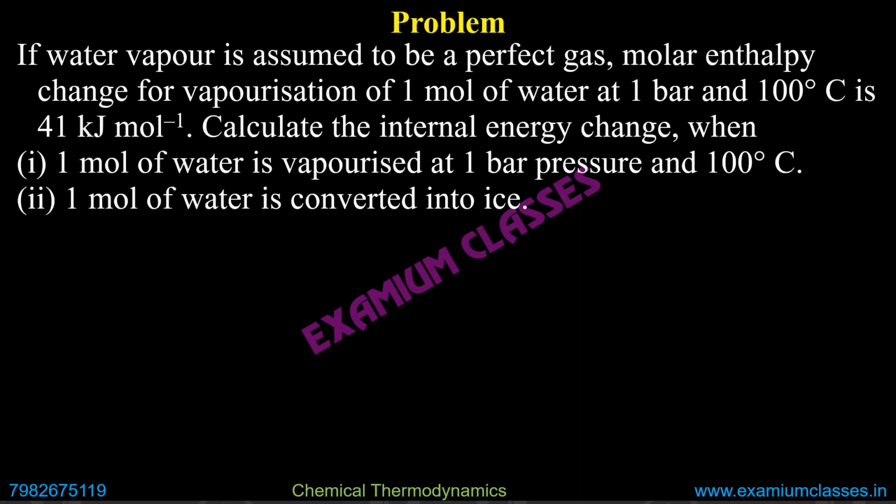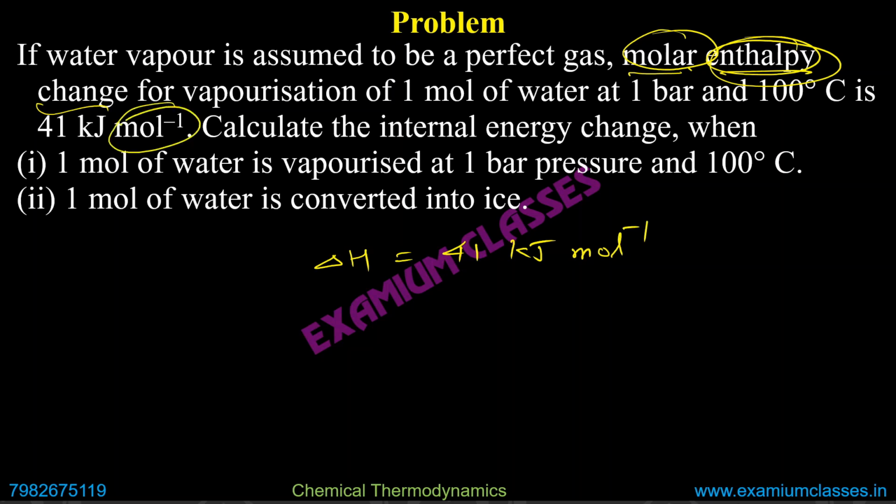Now the question: if water vapor is assumed to be a perfect gas, meaning ideal gas, the molar enthalpy change for vaporization of 1 mole of water at 1 bar and 100 degrees Celsius is 41 kilojoule per mole. What is this molar enthalpy change? Enthalpy change is delta H. Molar enthalpy change is per mole, because if you have 2 moles it will be double. So you have to quantify it for a particular amount, 41 kilojoules per mole. So delta H for water vapor is given as 41 kilojoules per mole.